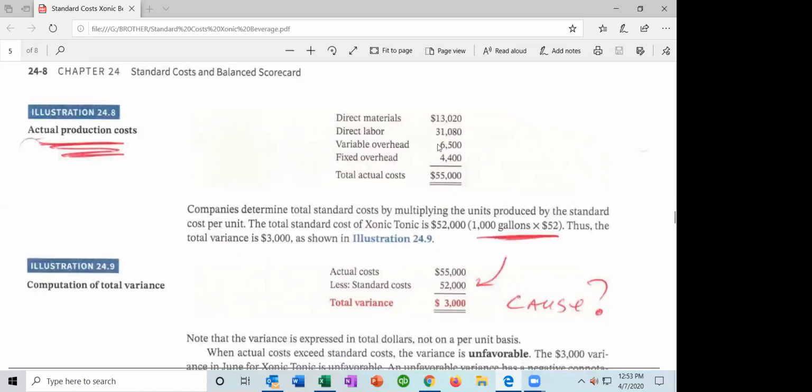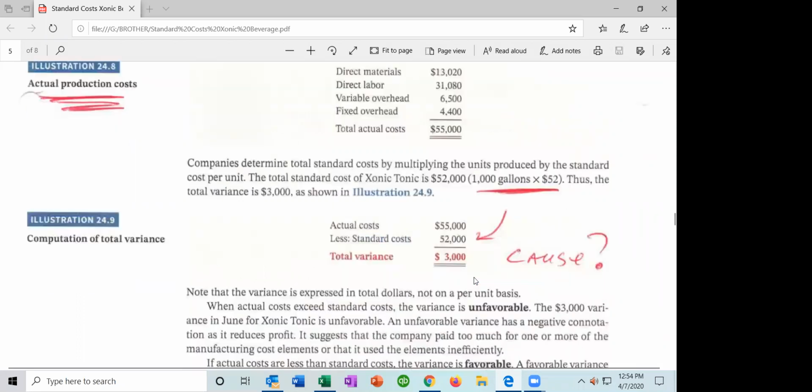Or maybe the variance is because of direct labor. Did they spend too much money on direct labor? If they did, did they pay too much per hour? Or did they use too many hours? We can't tell from this very preliminary variance analysis. All we know is they spent $3,000 more than they should have. The flexible budget, $52,000, actual cost $55,000. Where did they spend too much money? So we need a very detailed variance analysis, a very detailed performance report.